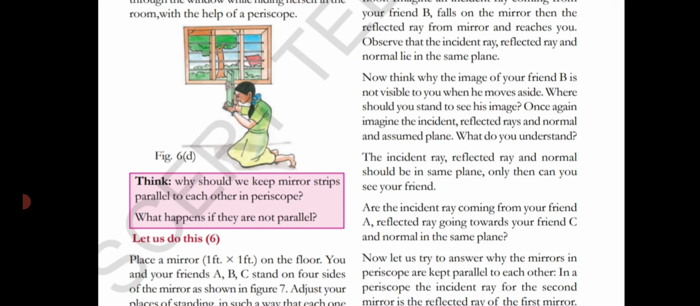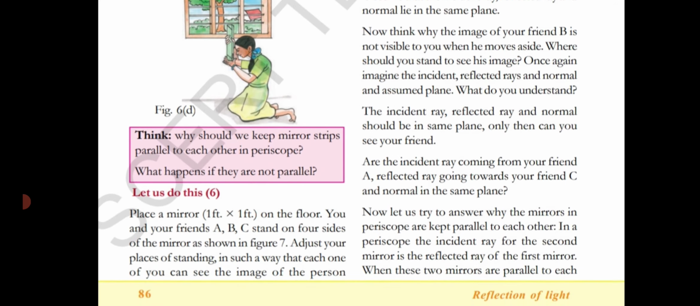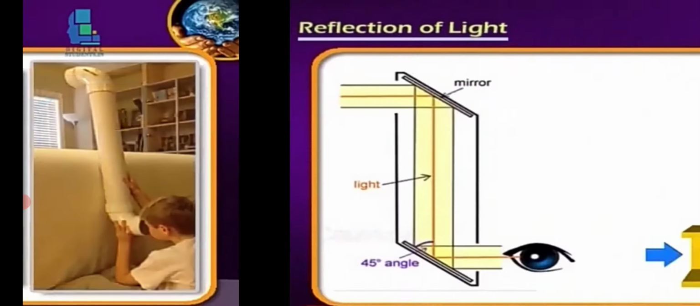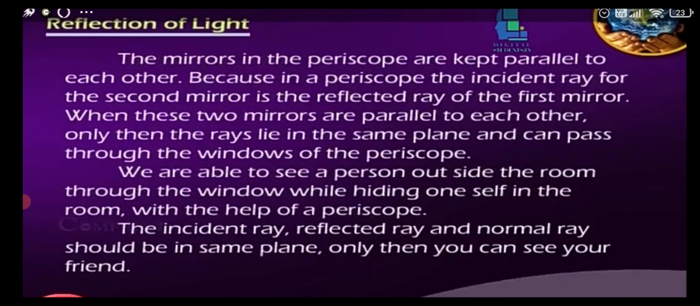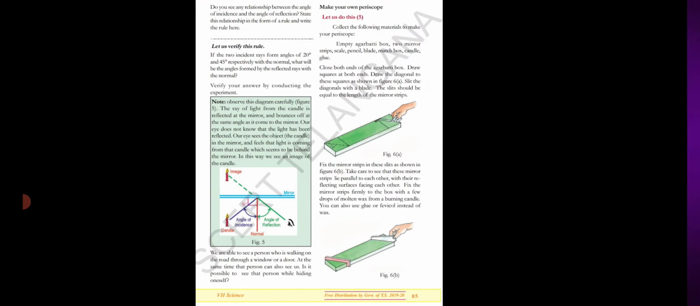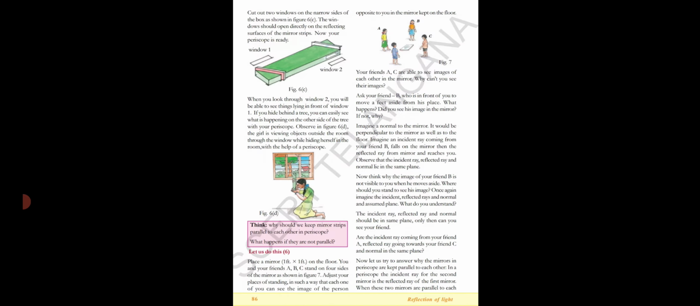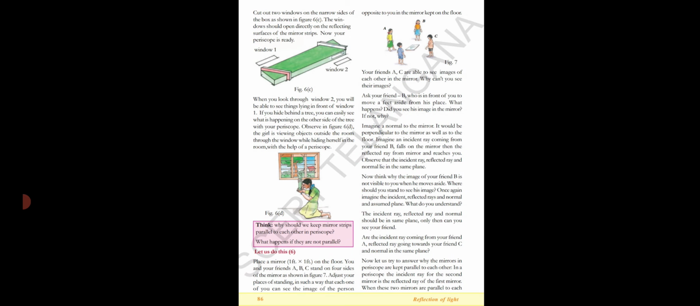Why should we keep mirror strips parallel to each other in a periscope? What happens if they are not parallel? Here I already told you, the mirrors in the periscope are kept parallel to each other because in a periscope the incident ray for the second mirror is the reflected ray for the first mirror. When these two mirrors are parallel to each other, only then the rays lie in the same plane and can pass through the windows of the periscope. This is why the mirrors in the periscope must be parallel to each other.